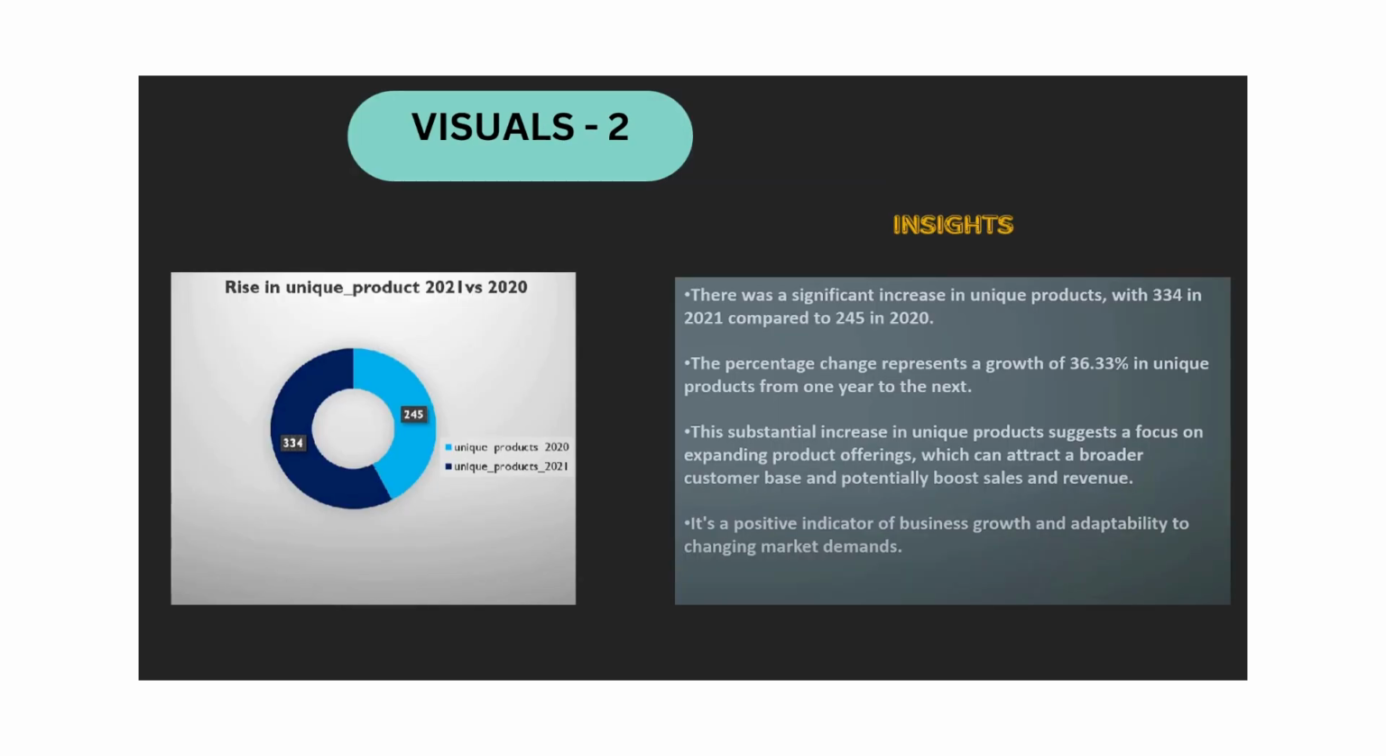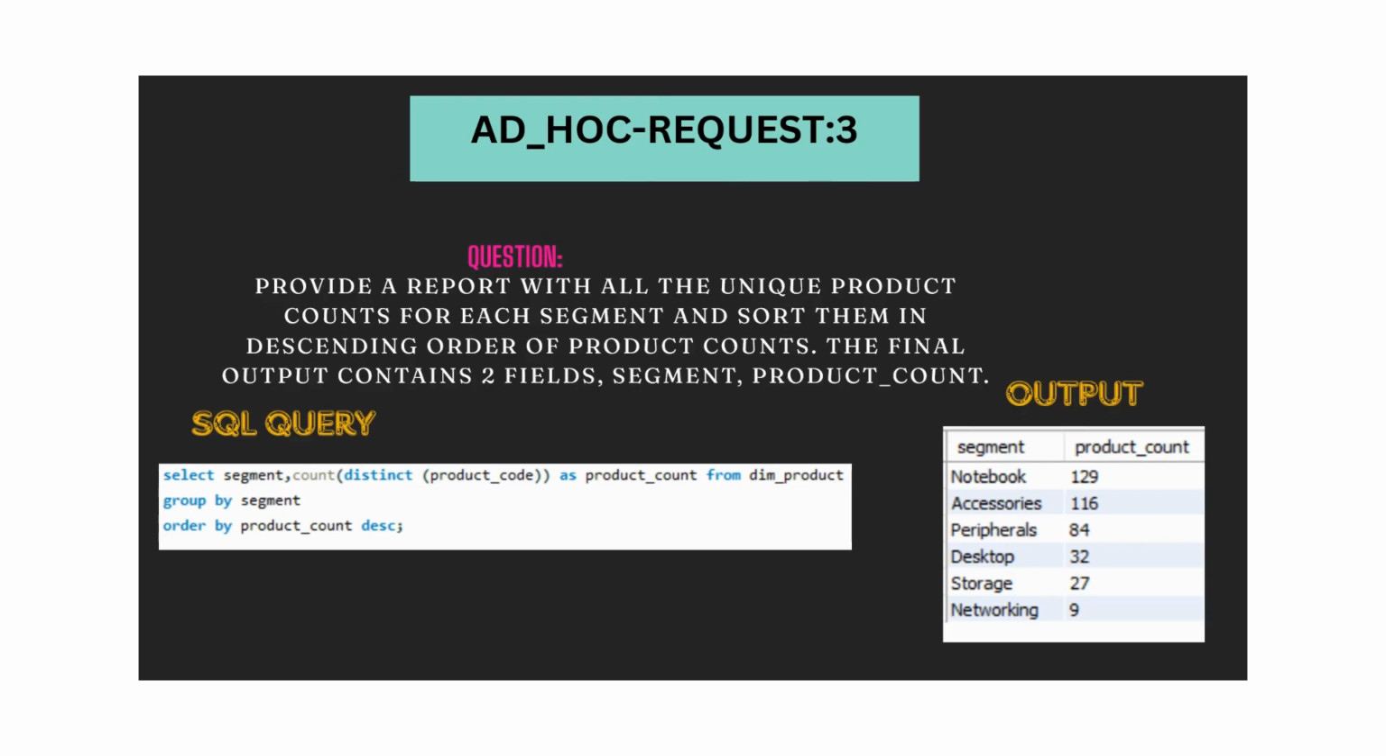In the next slide I have used a visualization so that you can easily see the difference here. In 2020 we have 245 unique products, and in 2021 we have 334. And let's move on to the third question.